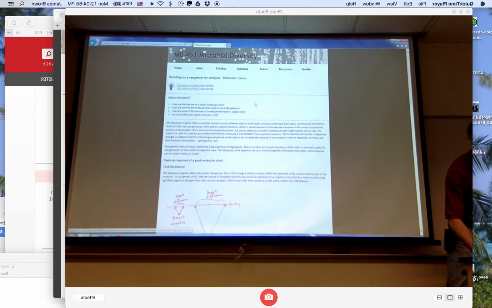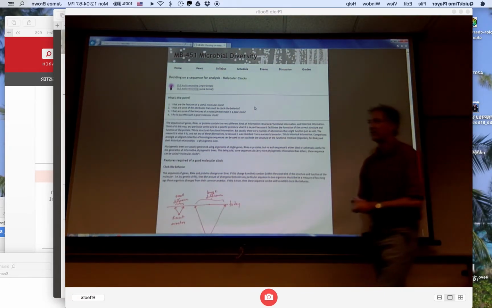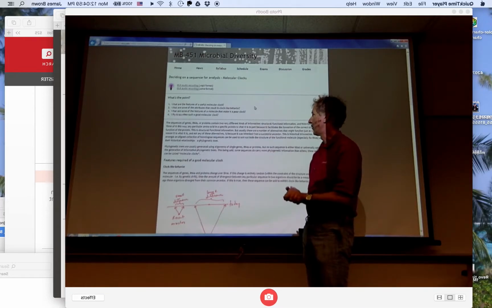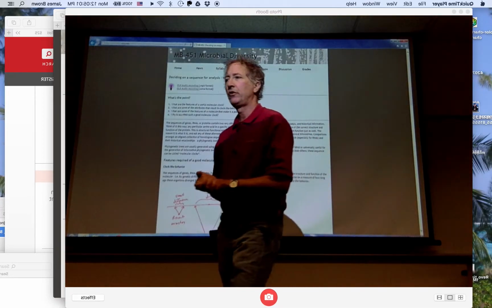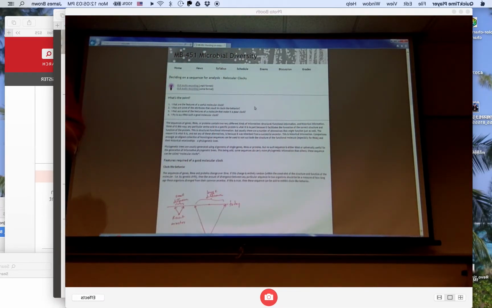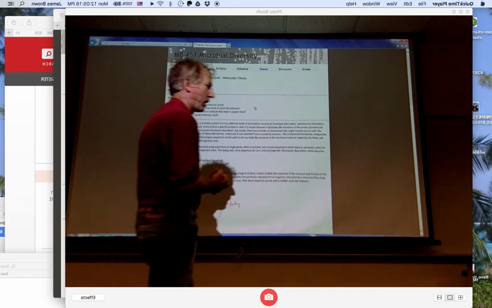So let's start with what sequences to use. Well, first of all, how does this process work in general? What you're doing is you're taking the similarity between sets of sequences and looking to see how similar they are to each other, and making the assumption that the more similar they are, the more recent their last common ancestor. So you're looking for a molecular clock.